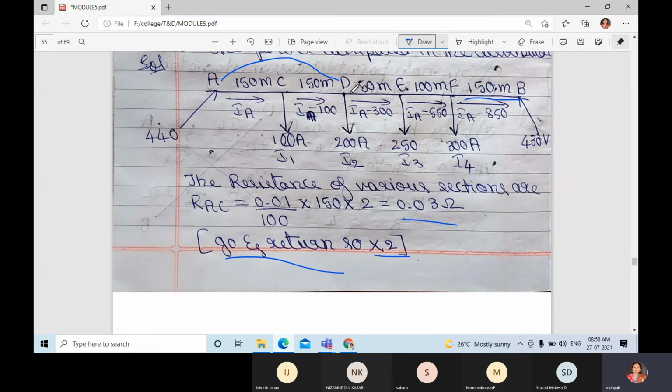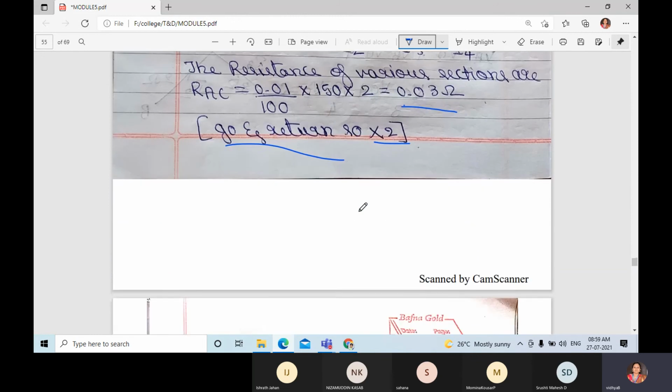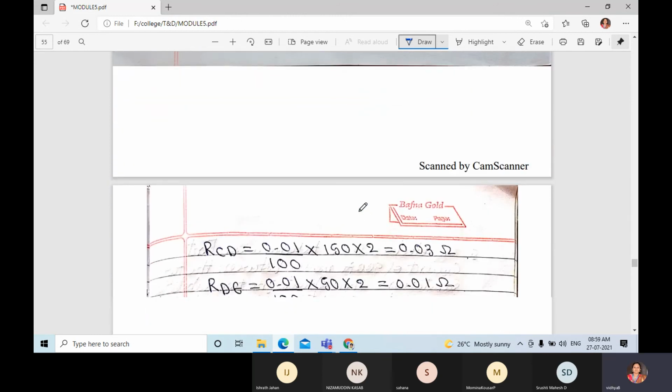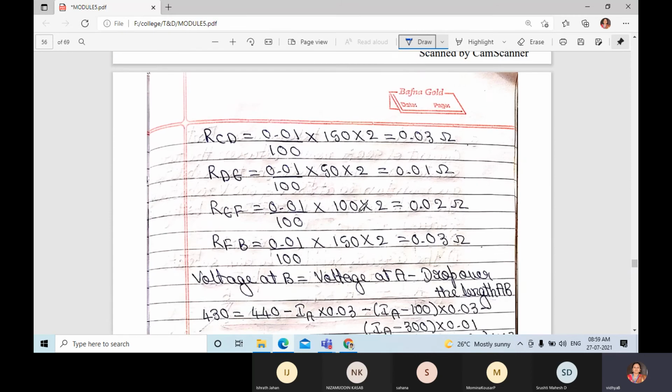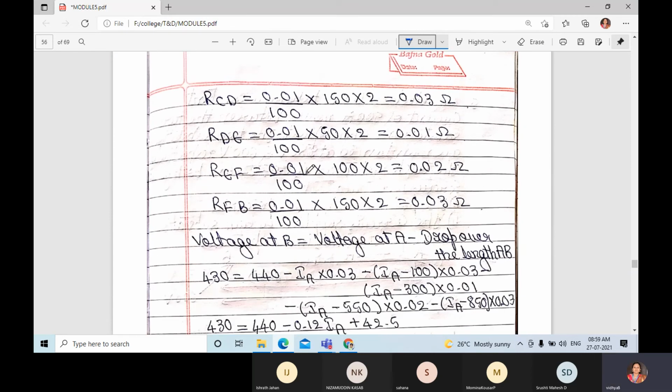Similarly, RCD is 0.01 divided by 100 into 150 into 2, the same 0.03 ohm. For RDE, 0.01 divided by 100 into 50 into 2, you'll get 0.01 ohm. Next, REF is 0.01 divided by 100, since this is the resistance per 100 meter, and the distance between E and F is 100, into 2. You will get 0.02 ohm. Similarly, you need to find RFB.